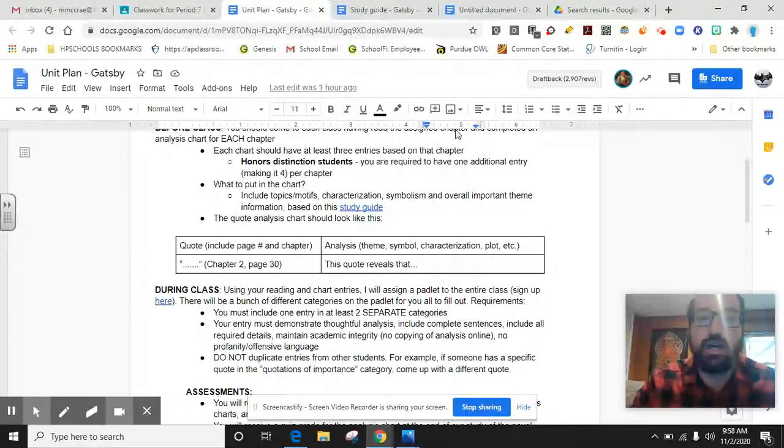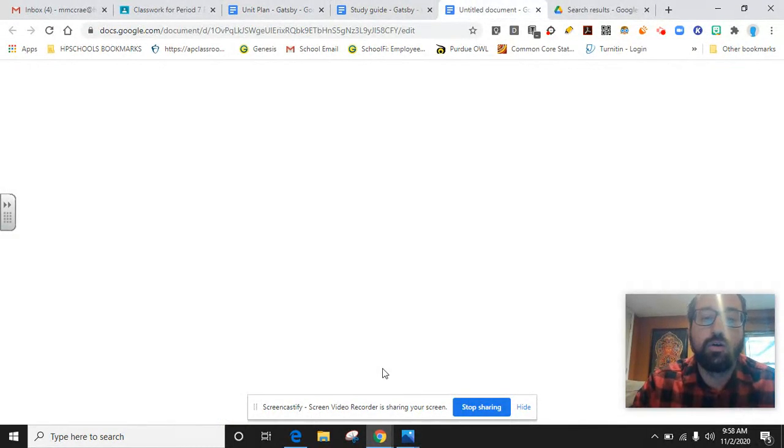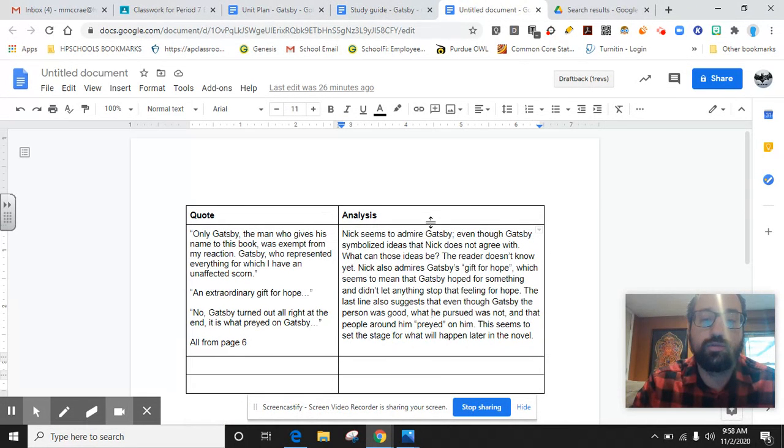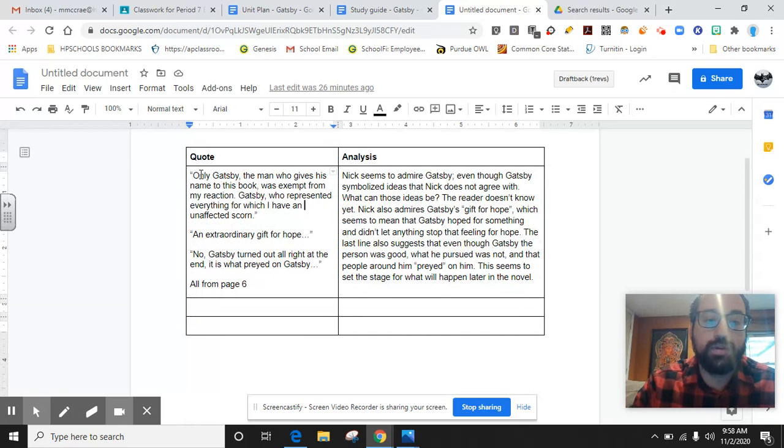So now if you look at the chart that I've created, all you have to do is make a chart with two columns, one for a quote, one for analysis. So I took out some of the important quotes from that paragraph that we saw on page 6. You can do this as well, or you can do one quote. If there are a few quotes related to the same idea, have that just be one entry. So I pulled out the quote: only Gatsby was exempt from his negative reaction, but he did represent something for which I have an unaffected scorn. He had an extraordinary gift for hope.